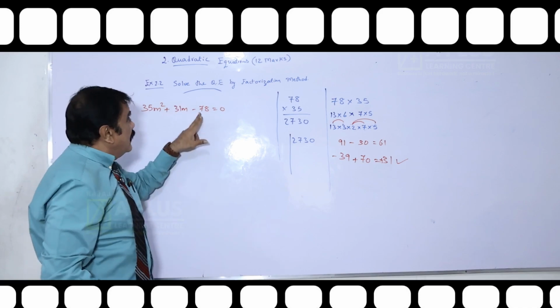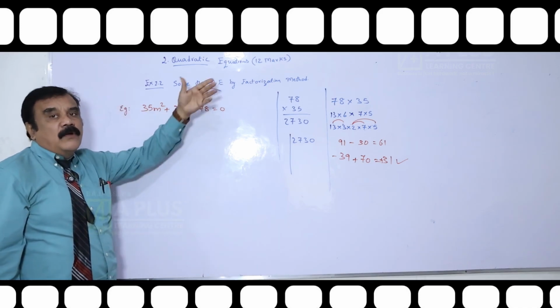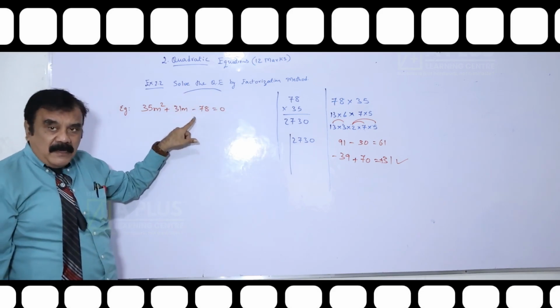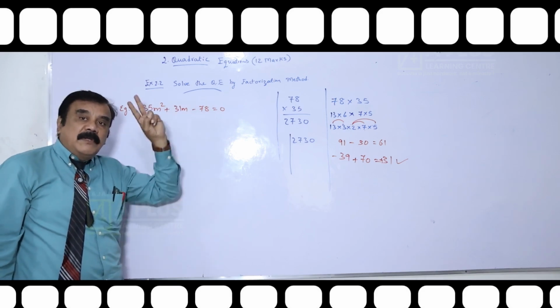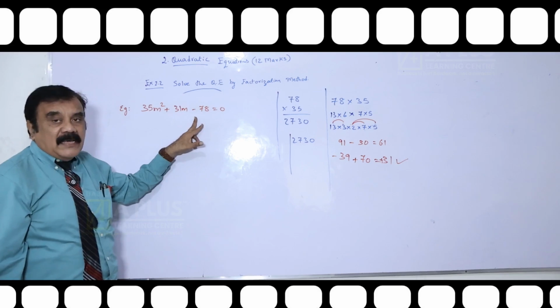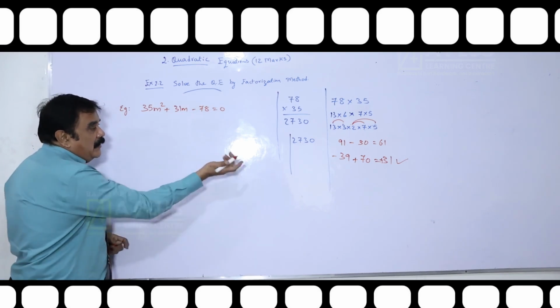So remember, whenever the last term is minus, your middle term will be one plus, one minus. Now I told you in the first sum, if the last term is plus, positive, then both the middle terms will be either both positive or both negative. But when the last term is minus, one will be positive, one will be negative. Now very easy, you can solve this.